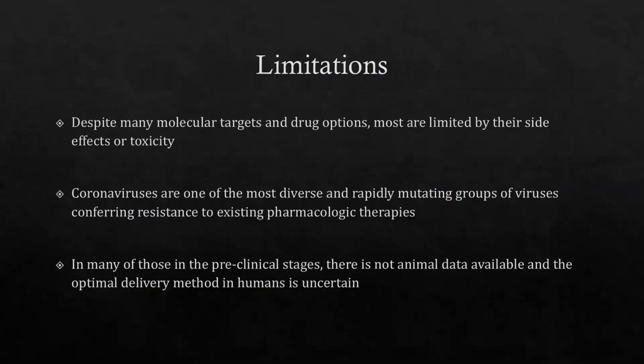So part of the problem with drug targets in COVID is that even though there's all these targets and different drug options, a lot of the drugs are limited by their side effects or toxicity, making it more difficult to use for treatment. Additionally, coronaviruses are one of the most diverse and rapidly mutating groups of viruses. So when they do that, obviously as you mutate, you can confer resistance to drugs that we have or new drugs designed for specific targets. And then in many of those that are in preclinical stages that we test in animals, there's not even enough animal data to know the optimal delivery method for humans and how we would make this work in humans.